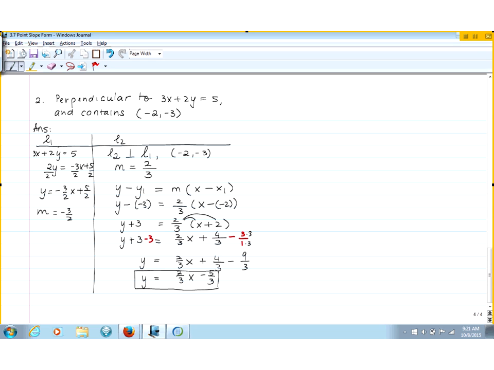Did you do it correctly? Yeah? Good. Should we do one more? Okay. So let's see, the last one. For the line, do you want parallel or perpendicular? Perpendicular? Okay. It's actually the same thing. Perpendicular to 5x minus 2y is equal to 10 and contains negative 3 comma negative 8, or positive 8. Negative 3 comma positive 8.